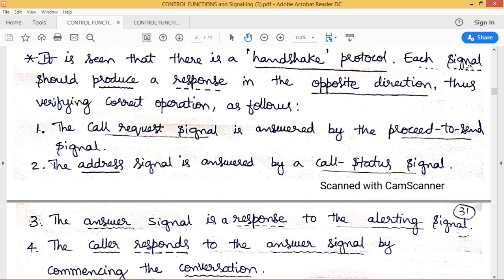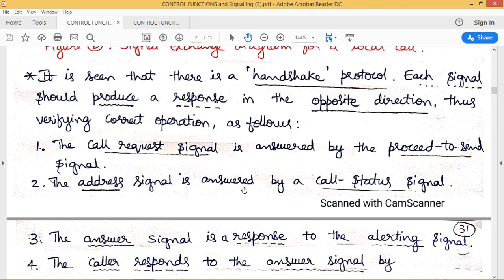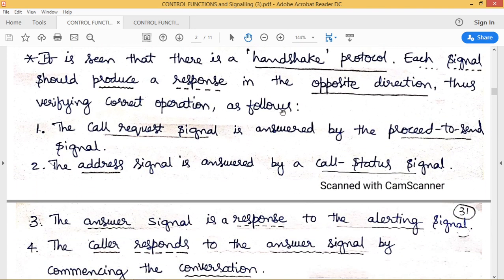That is, for each signal produced, a response will be produced in the opposite direction. As we have seen, for each signal there exists a response from the system in the opposite direction. So thus verifying correct operation.